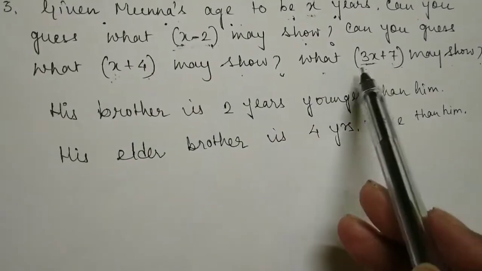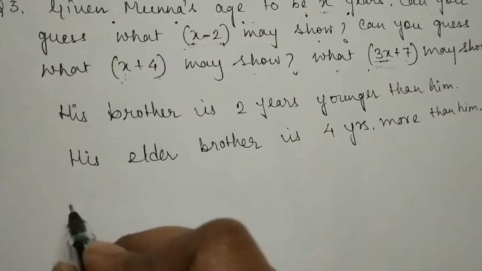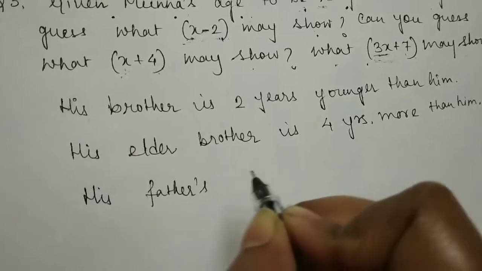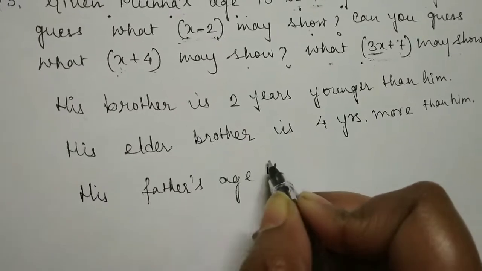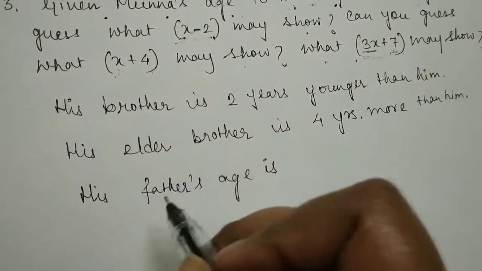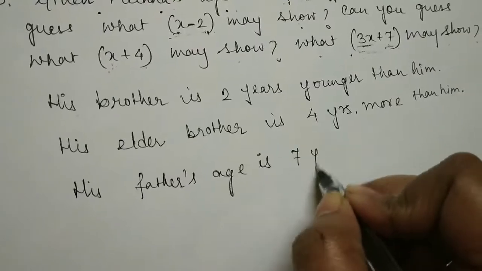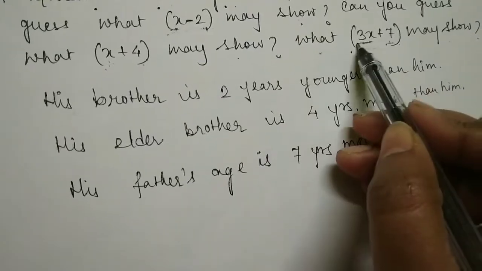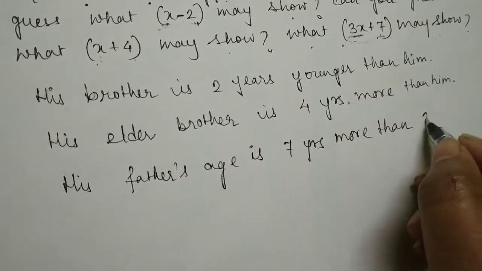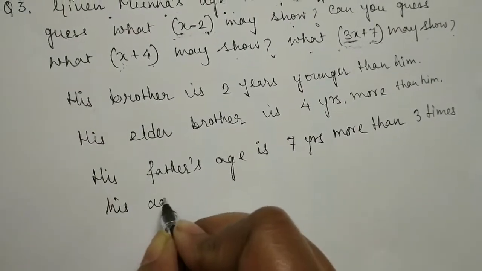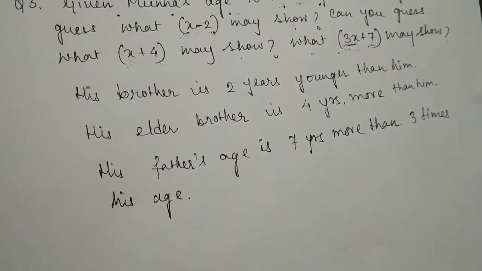Now, for this we will write his father's age is, first we will write this one and then we will write this one. So we will write his father's age is 7 years more than 3x. 3x means 3 times his age. So 3 times his age. So this was our A part.